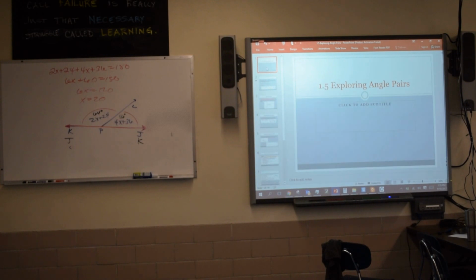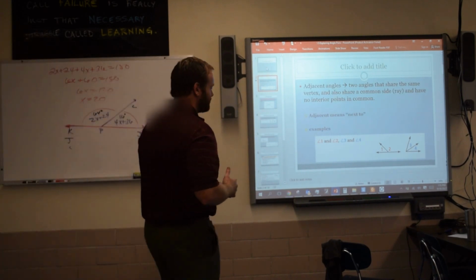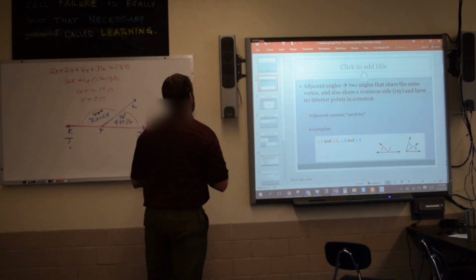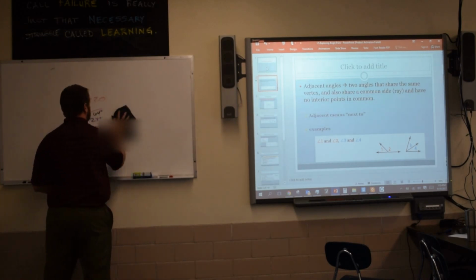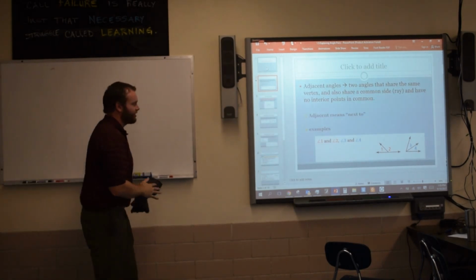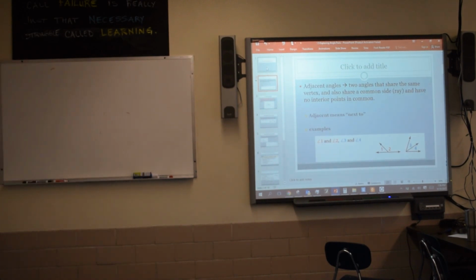We need to first talk about adjacent angles. And this is something we've already defined previously. Okay? Adjacent angles are two angles that share the same vertex. Okay? Share a common side. Share the same vertex, share a common side, and have no interior points in common, right? Okay.